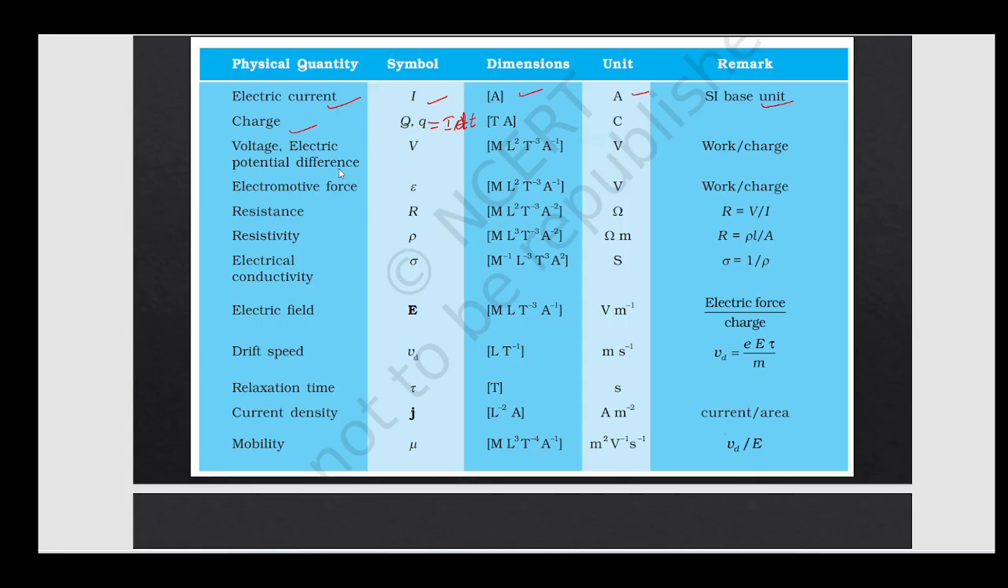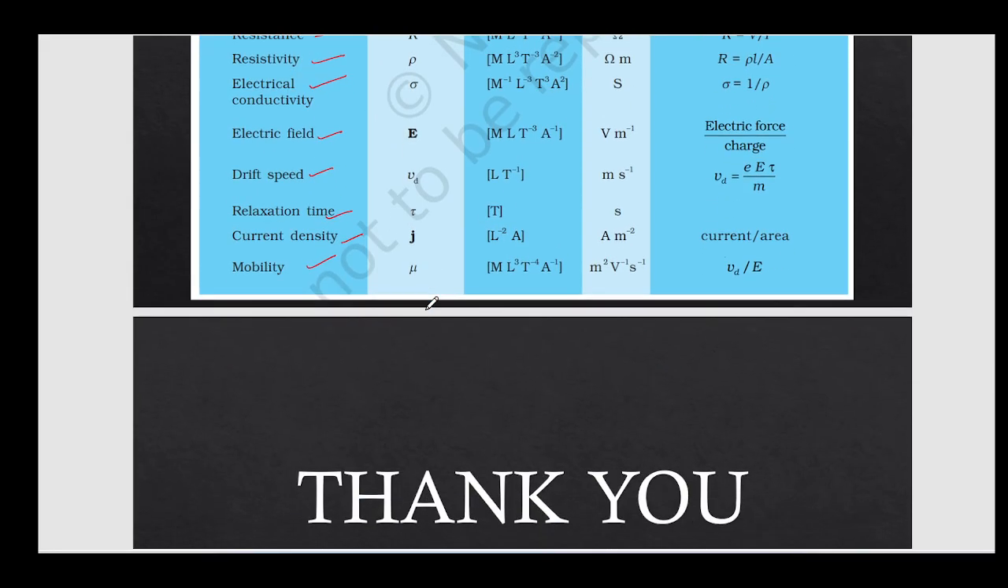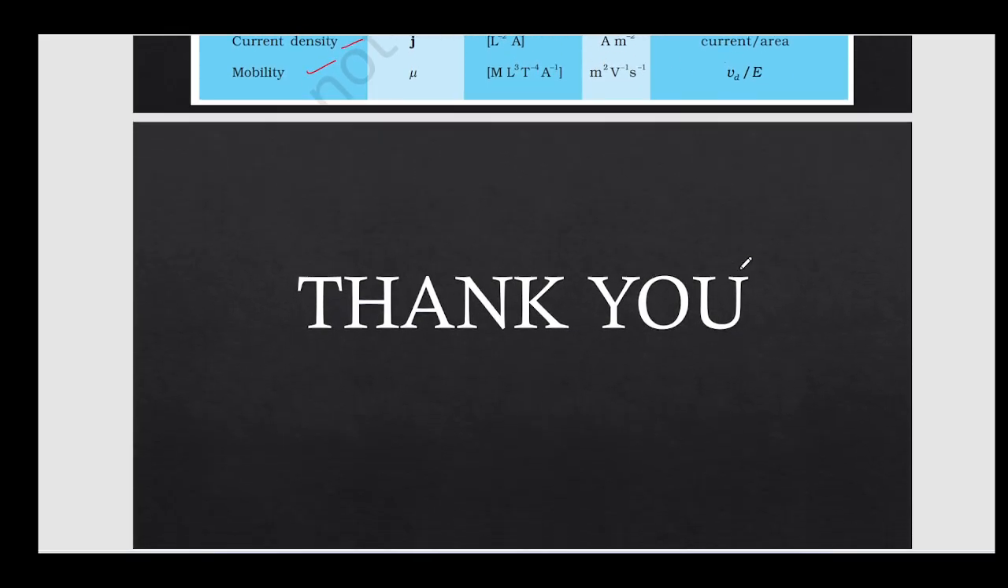Like that we have voltage, electric potential difference, electromotive force, resistance, resistivity, electrical conductivity, electric field, drift speed, relaxation time, current density and mobility. All these concepts we have just now studied. So you can just go through this chart that will help you for your examinations.